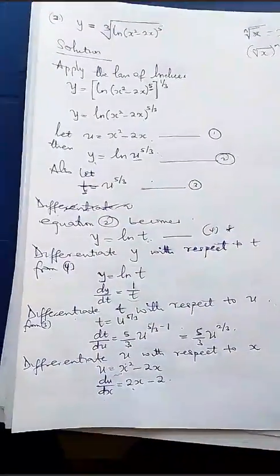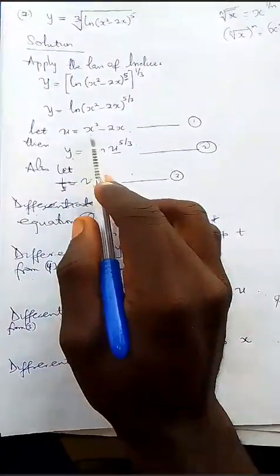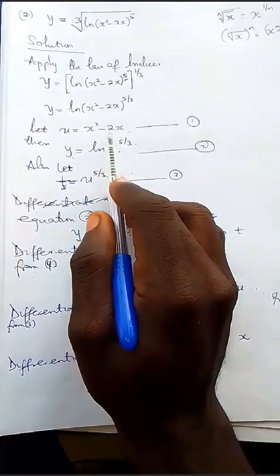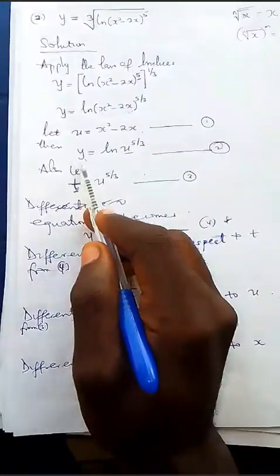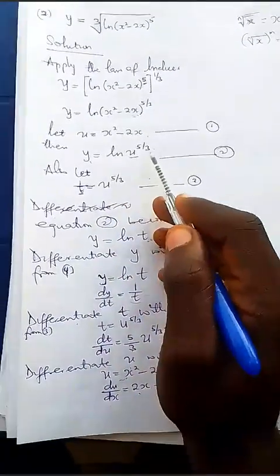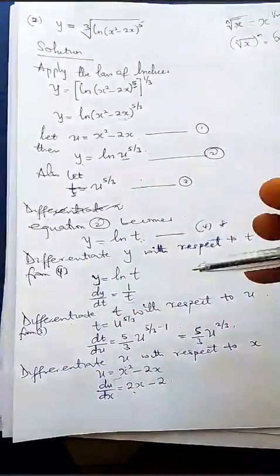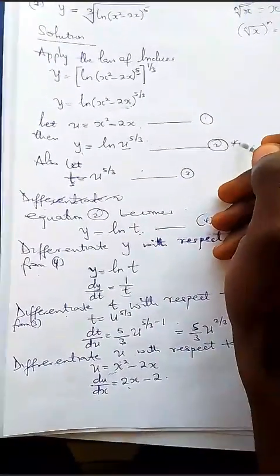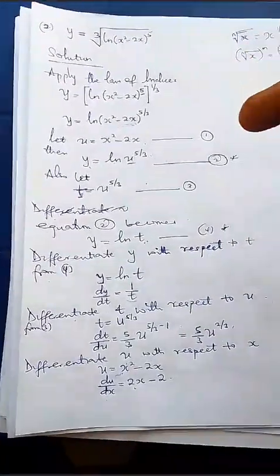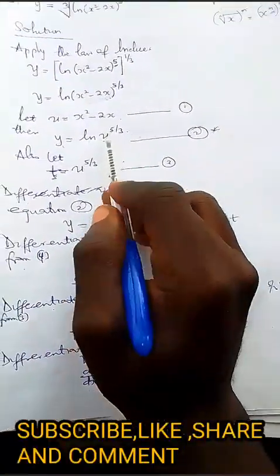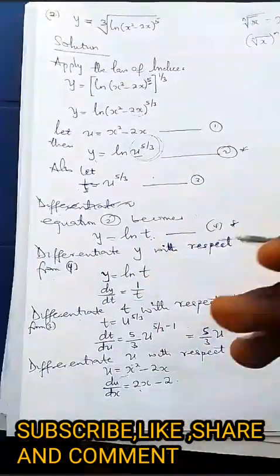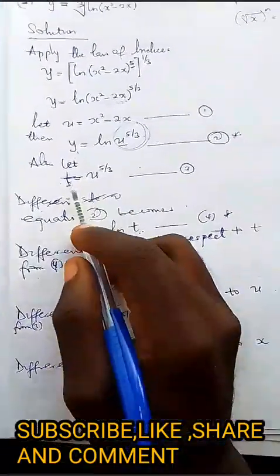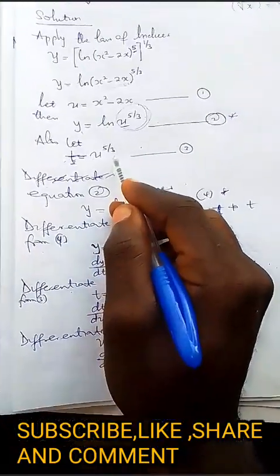Then doing the same thing we did in the first question, let u equal x squared minus 2x, similarly this bracket. Then y equals ln u raised to the power 5 over 3. Now we cannot differentiate this directly, so we have to introduce another variable to reduce these two. So we say let t equal what is here, so that we can differentiate easily. So t equals u raised to the power 5 over 3.